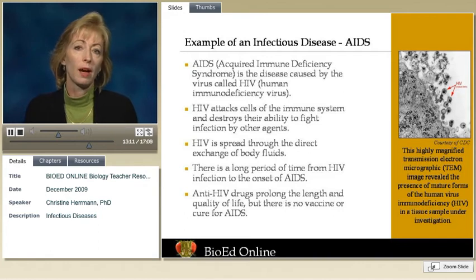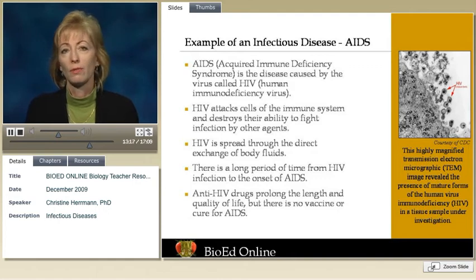Ideally, we would like to have a vaccine to prevent or treat AIDS, but currently none is available, although work is ongoing to develop one.